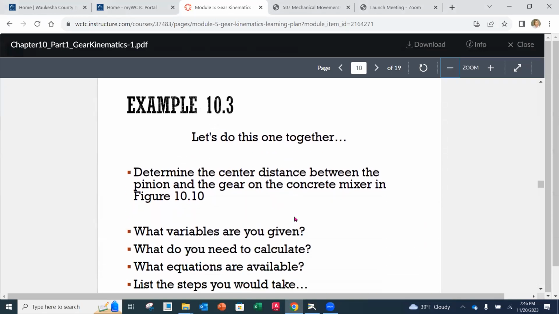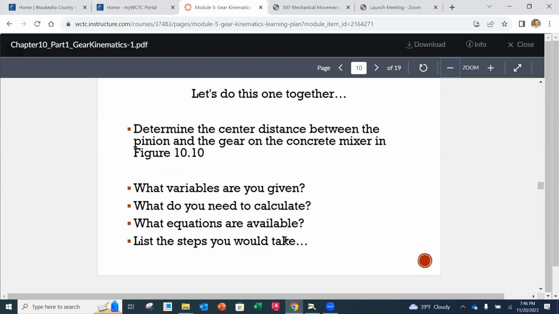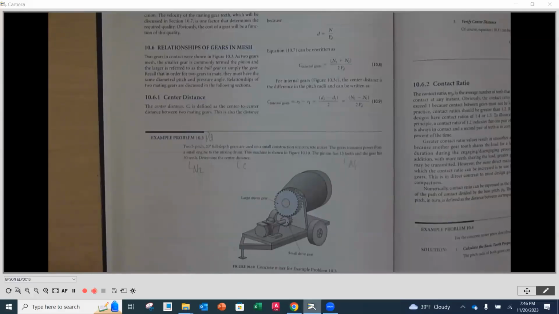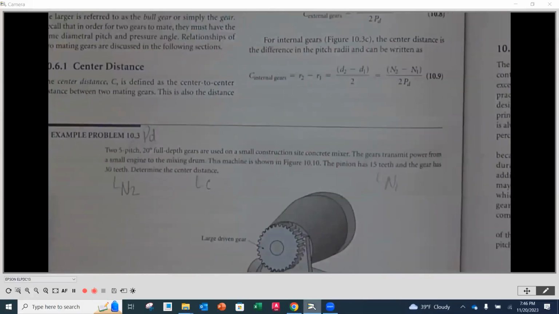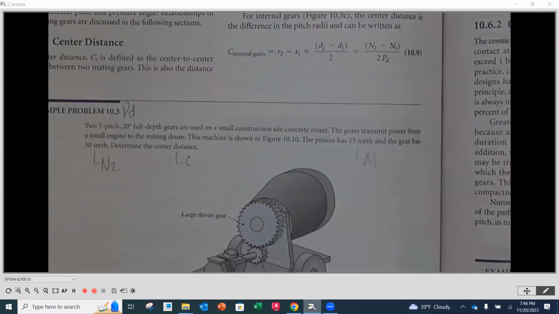So we've got another example. Let's do this one together too. We want to determine a center distance between a pinion and a gear for the concrete mixer in figure 10.10. As we look at figure 10.10, we first want to determine what variables we are given, what we need to calculate, and what equations we have available. What's nice is we don't have a ton of them, just a couple to pick from, and then we devise our plan for how we're going to approach this. So let's look at the complete picture and see what we've got.